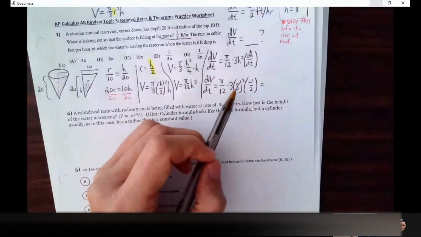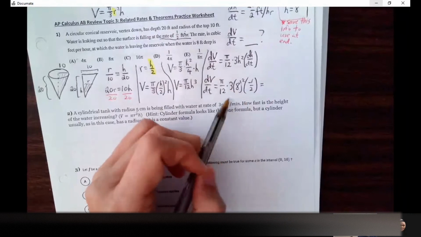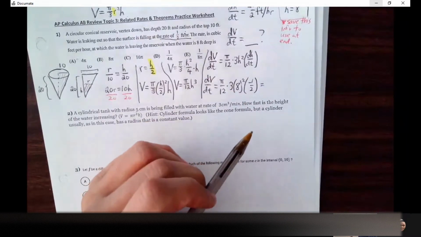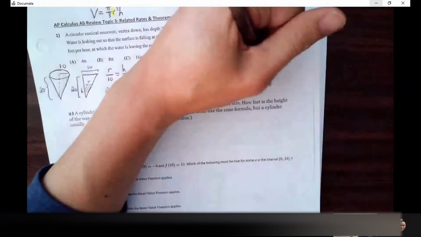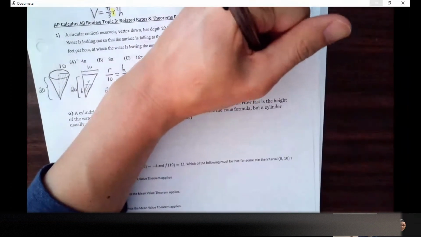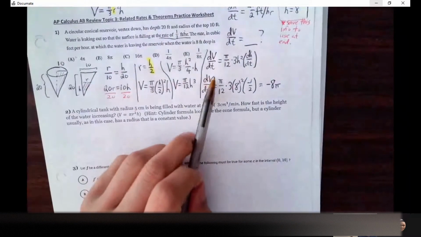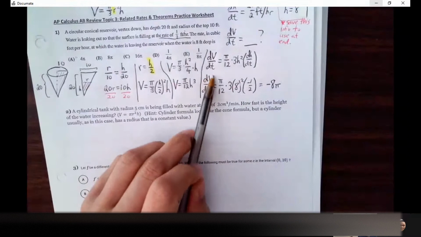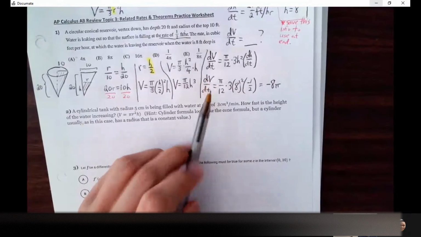I do a little bit of cleanup here. I have 64 times 3 divided by 24. And that's going to get me all the way down to 8, -8. Pi is going to remain. So -8 pi. And my volume is in terms of a cubic unit there, so cubic feet. And then the time unit is hour. So cubic feet per hour.